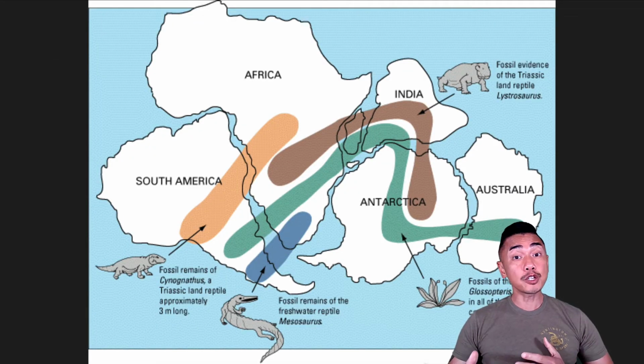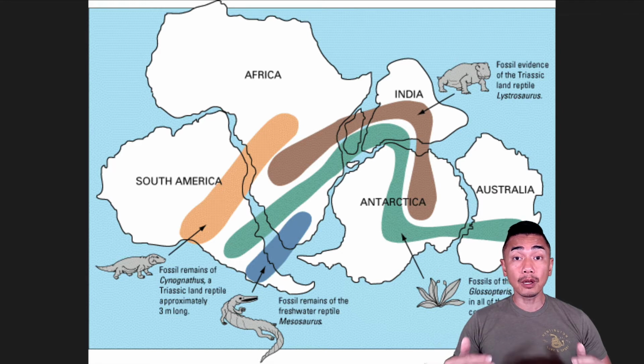This diagram shows how South America, Africa, Antarctica, India, and Australia once formed one large supercontinent. The organisms that lived on this supercontinent were broken up into smaller populations when the supercontinent broke up into smaller plates that drifted away from one another.